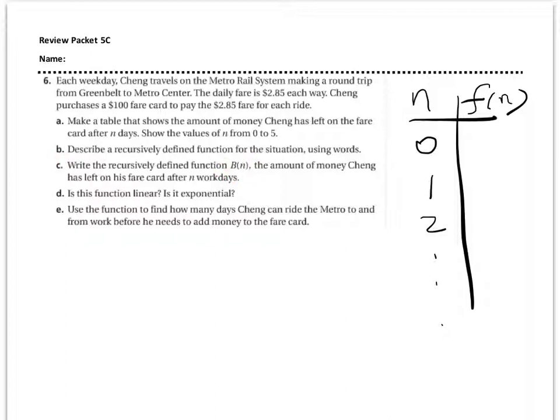Okay, so now it's b of n. All right, the amount of money Cheng has left on his fare card after n workdays. So write it out as a recursively defined function. Is this function linear? Is it exponential? That means, does it go up constantly, or does it go down constantly? If it goes up or down constantly, it is linear. Is it exponential?